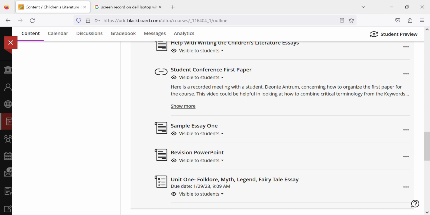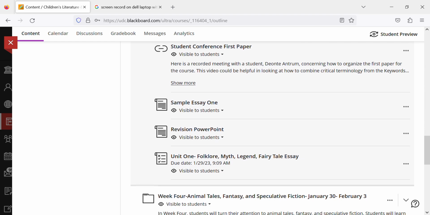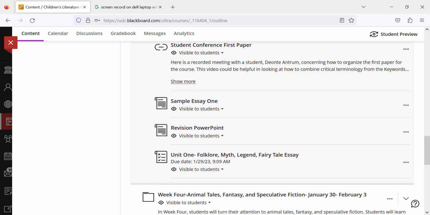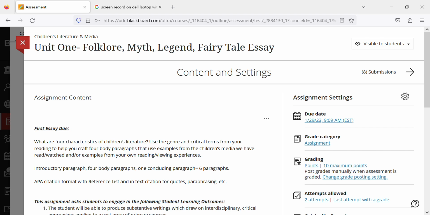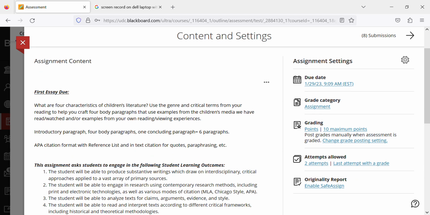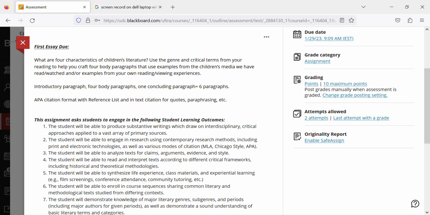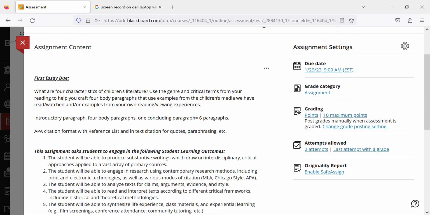Let me go back to our class real quick. Now you see where those are. If you go to Unit 1, Folklore, Myth, Legend, Fairy Tale Essay, you get to upload your assignment. I have 2 attempts for each assignment. Just know that you're basically writing a rough draft, so I don't grade punctuation and grammar or give feedback in that way. You're not done thinking about what you're thinking about, so I don't want to mess up how you're thinking about approaching these critical terms.